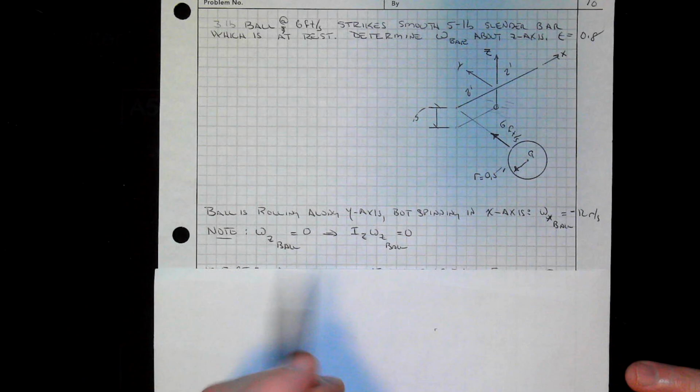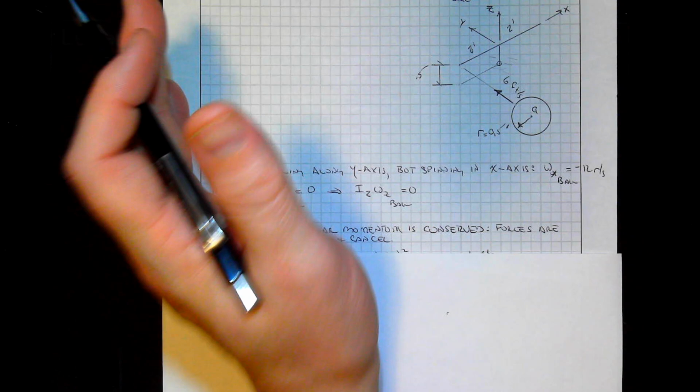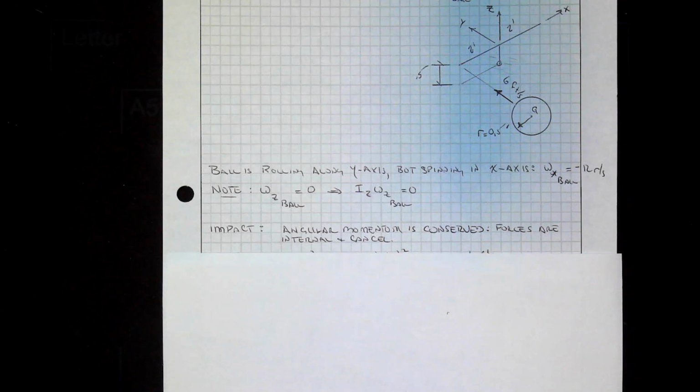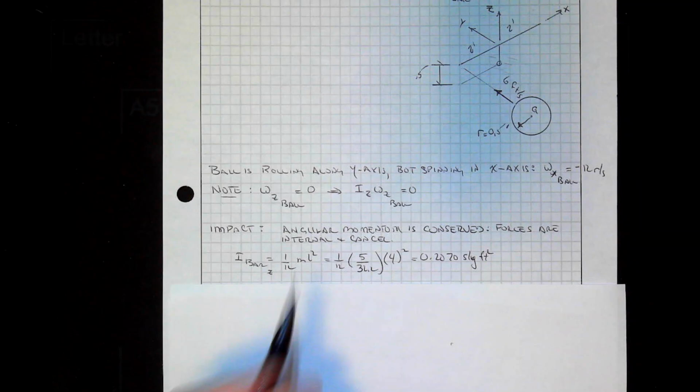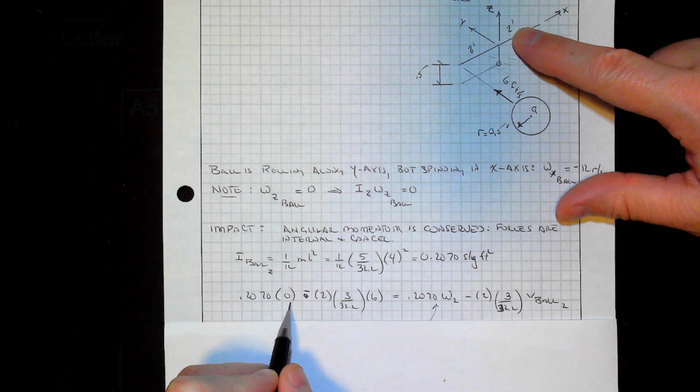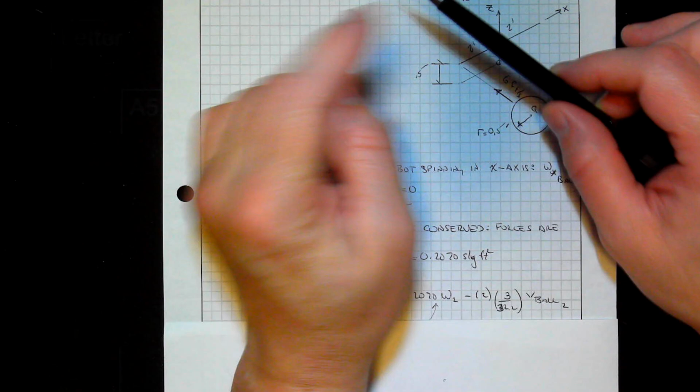Okay, so what are we told? The ball weighs 3 pounds, again 6 feet per second. It's going to strike a smooth rod, so there's no friction affecting this impact. And the bar is at rest. Determine the omega of the bar about the z-axis, because it's going to twist like so, where the coefficient of restitution is 0.8.